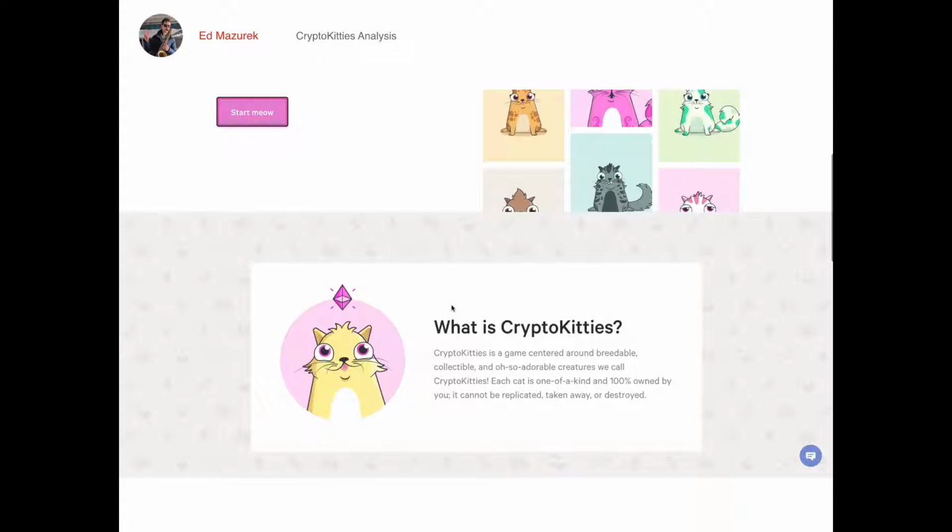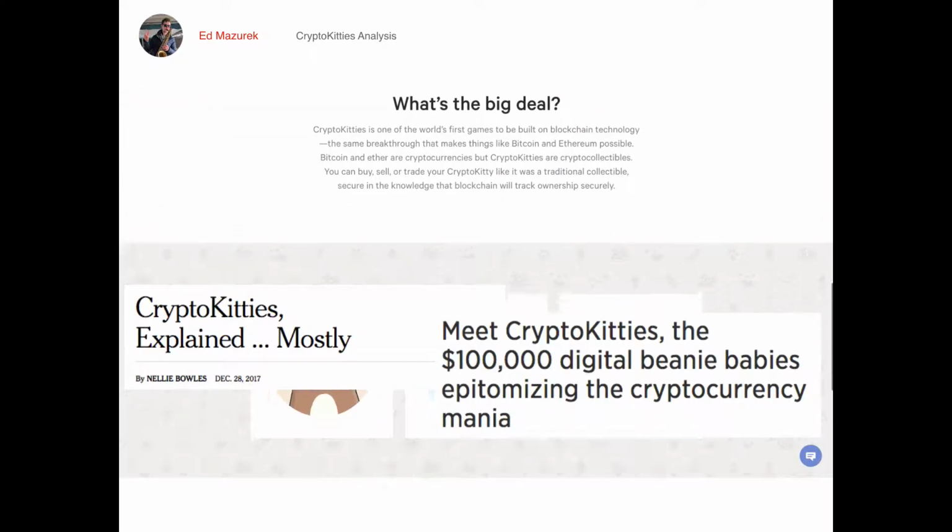All right. What is CryptoKitties? Well, it's a decentralized app, only semi-decentralized, built partially on the Ethereum blockchain. I don't know if you guys have heard about it, but I guess it's an interesting project. It's collectible digital kittens.